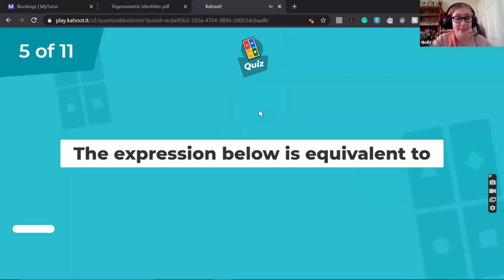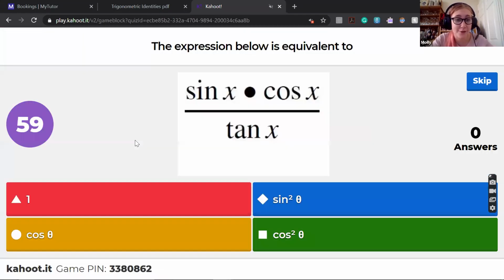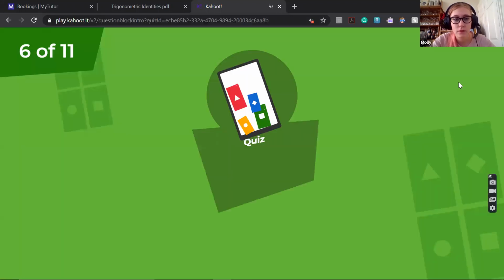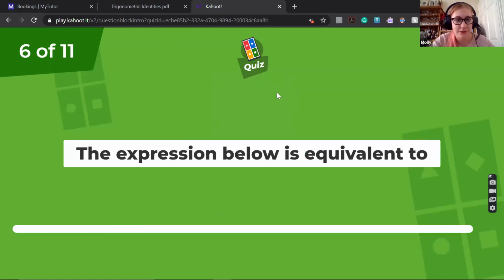Okay, so I'm only going to let this timer go down to 40 this time. So get them in quickly, just because there are 11 questions and I don't want to waste your time. This one you might be able to get with what you already know, maybe not. Yeah, cool. A lot of people got that one. Well done. Again, I'm only going to let the timers go down to 40 on these.